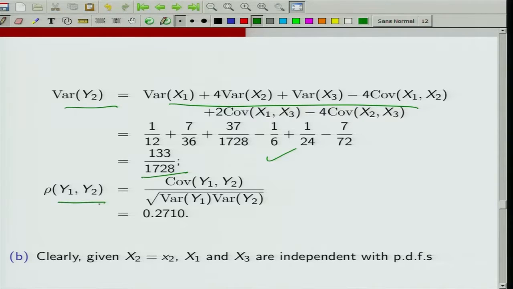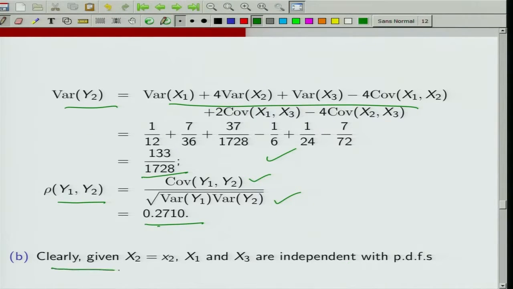So, correlation between y1 and y2 would be nothing but covariance between y1 and y2 divided by the square root of the variances, and this, if you calculate, turns out to be 0.2710. So, I cannot conclude from here that y1 and y2 are linearly related. If this value was very close to 1, I could have said there is strong evidence that y1 and y2 are linearly related.